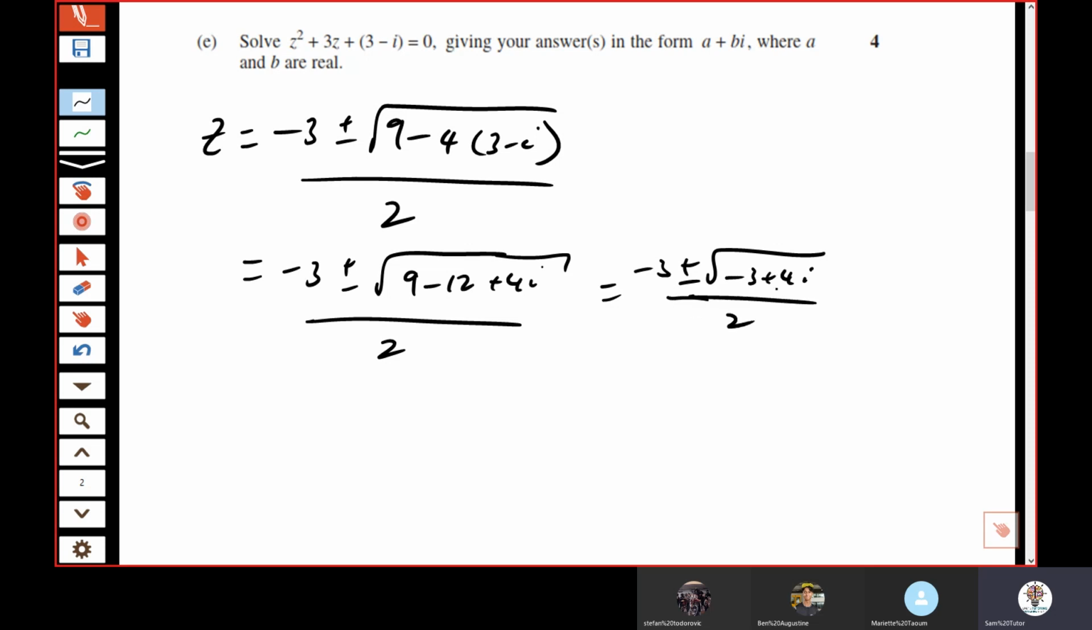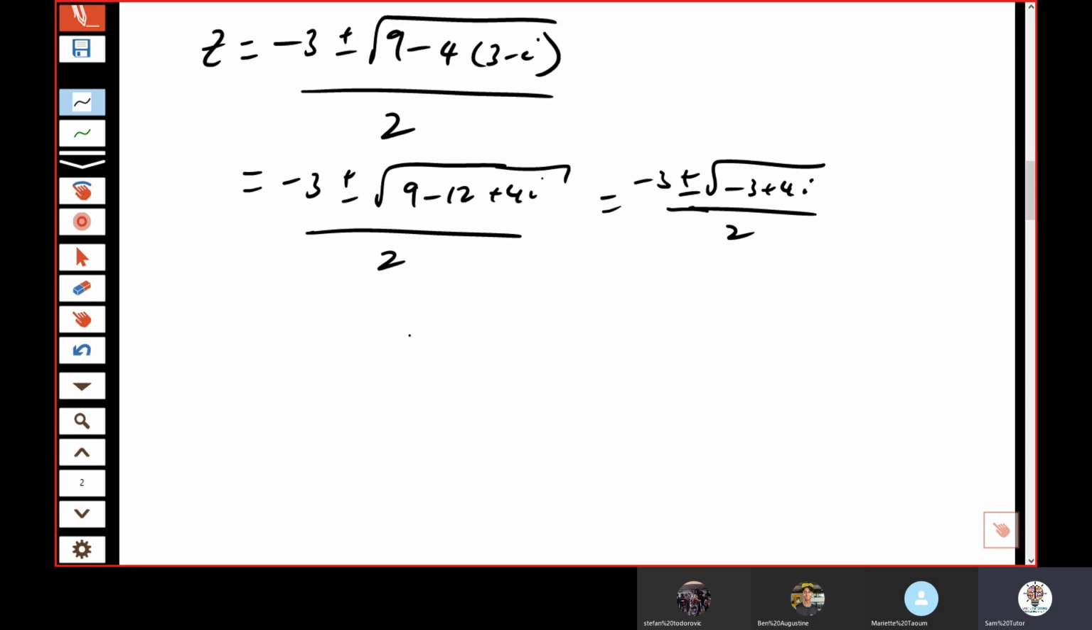And then you make this bit here equal to your a plus ib, and then you do whatever you've got to do. Or have you forgotten how to do that again? Forgot? Okay, so at this stage you'll write root of negative 3 plus 4i equals a plus ib. Then you would square it.